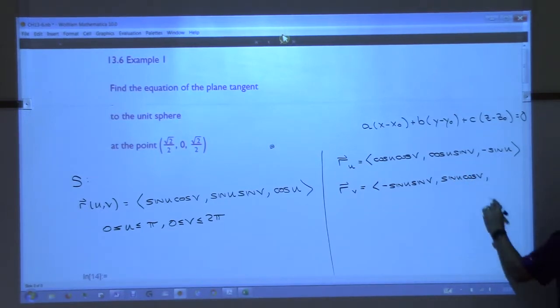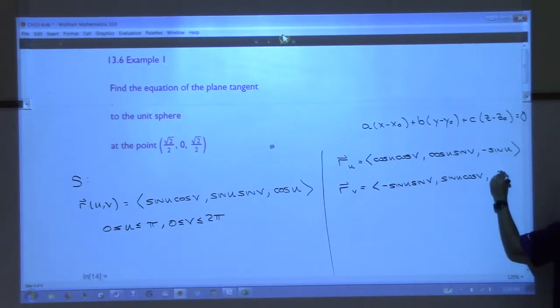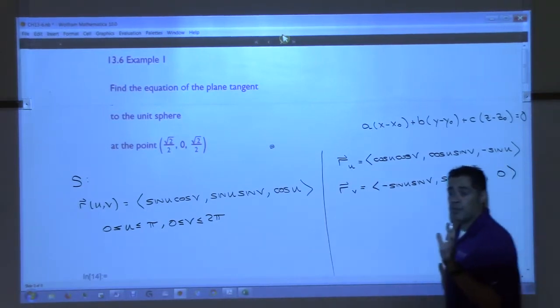Oh, you know what? I just remembered something. What's the derivative of the last component function? 0.